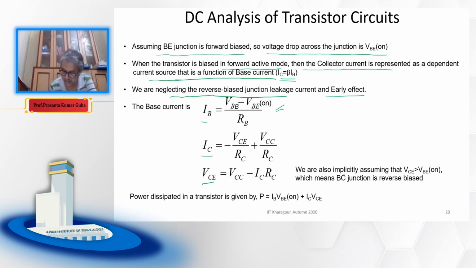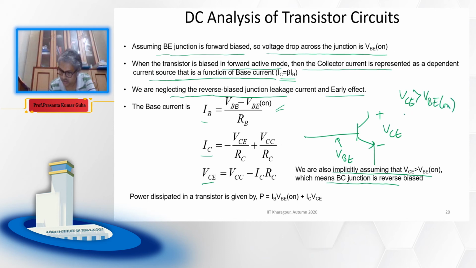And here implicitly we are assuming, obviously, that VCE is more than VBE on, that is why this base collector junction is reverse biased, right? So VCE is more than VBE on. This represents that the base collector junction is reverse biased, right?